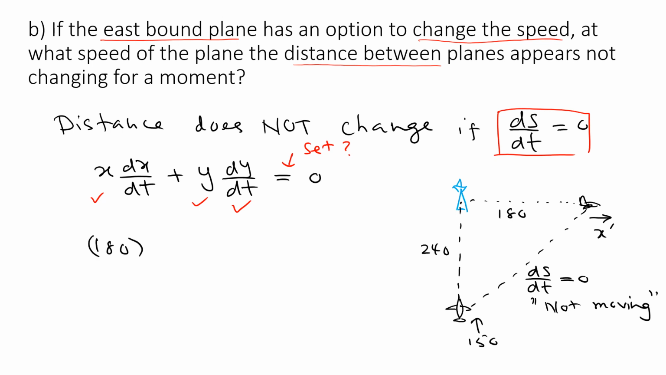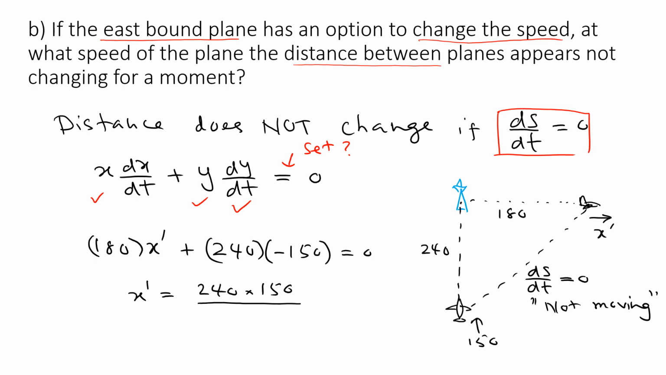X prime is the one we're trying to find, plus y is 240, and then dy over dt, which is negative 150, equals 0. And then if you solve for x prime, you're going to get 240 times 150 divided by 180. So if you simplify, you can see that there are 360, there are 460s, and then also you can cancel 1 and you get 5. So that means you're going to get 200.